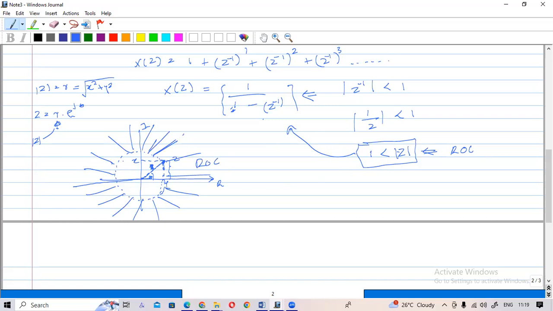If we have any z value inside this circle, for that z value this solution does not exist, so X(z) also will not exist. Only the values outside of this circle give a finite value for this summation. So this is the ROC. Okay, we have done this.